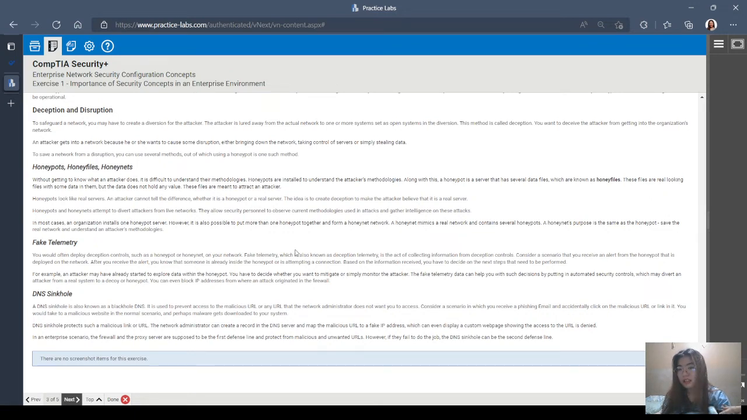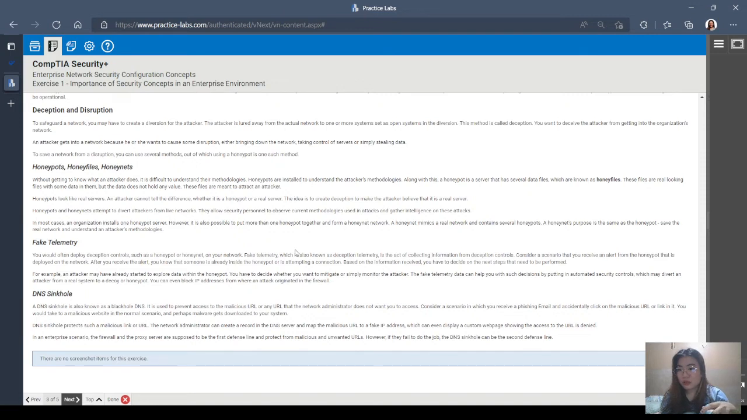The attacker gets into the network because he or she wants to cause some disruption, either bringing down the network, taking control of servers, or simply stealing data. To save a network from disruption, you can use several methods, out of which using a honeypot is one such method. Honeypots, honey files, honeynets.